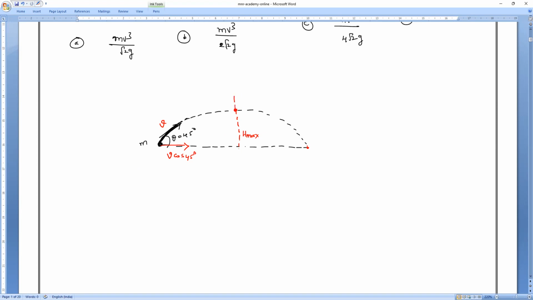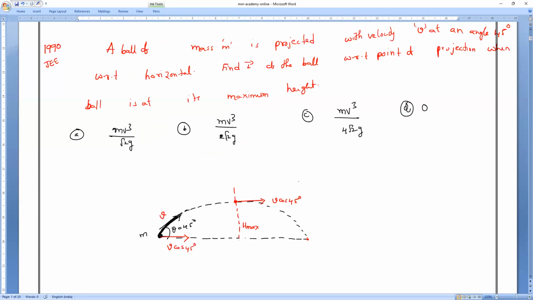We all know that at this point also horizontal velocity remains constant. What is the horizontal velocity, everybody? V cos 45. Don't know means, no issues, leave it. Now that is what they are asking. So at this point, what is the angular momentum? We have to find it with respect to the projection point when the ball is at its maximum height.